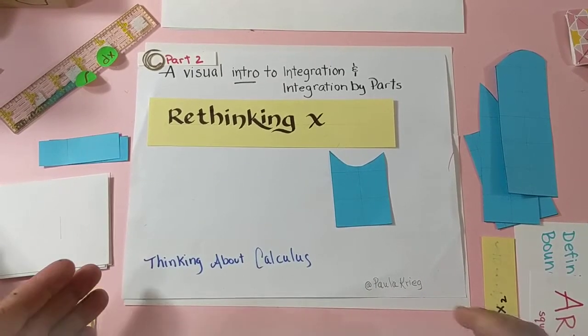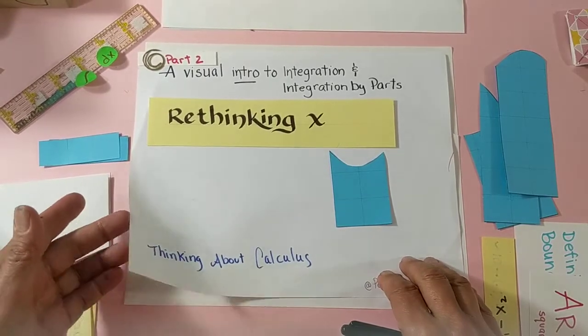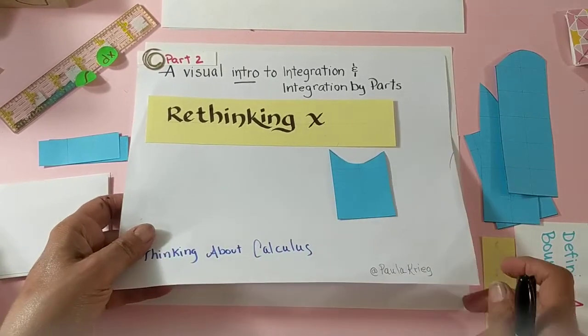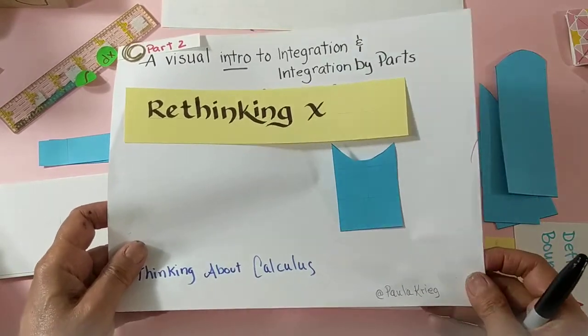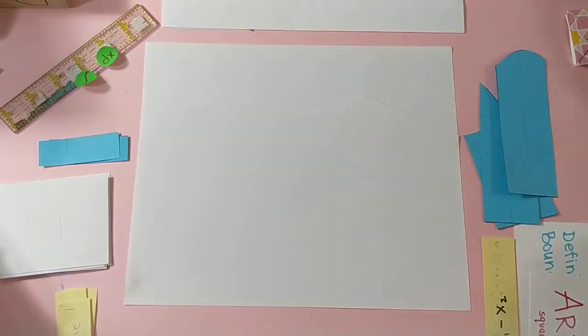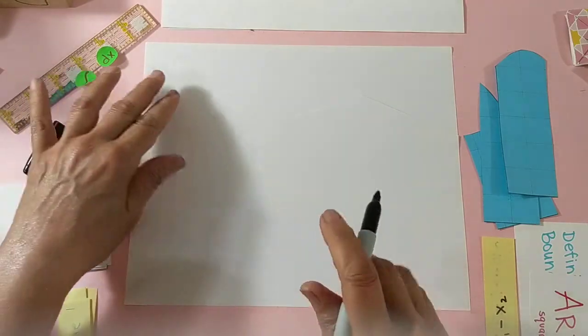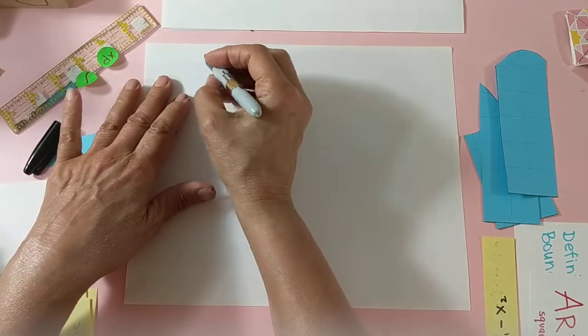Okay, this is definitely the slow boat to integration by parts, because by the time I got to this point in calculus, I was so lost. I had to rethink a lot of things, and one of them was x. Somehow I missed the memo. This is what I mean.